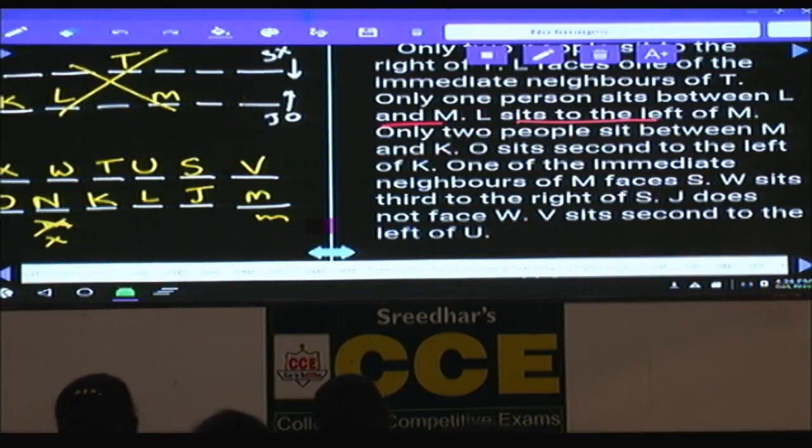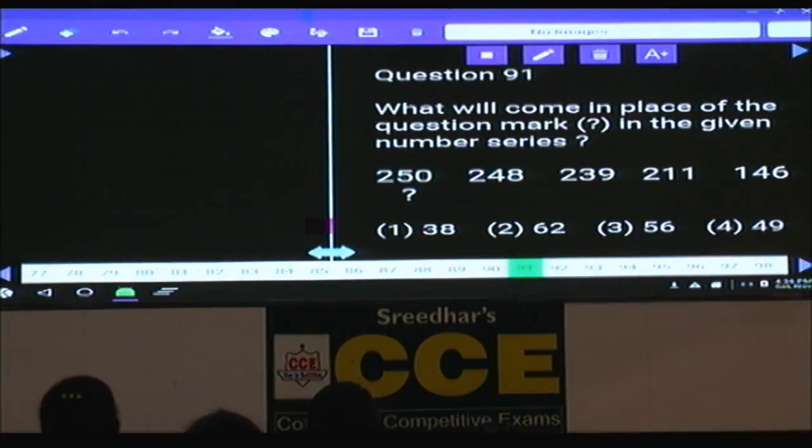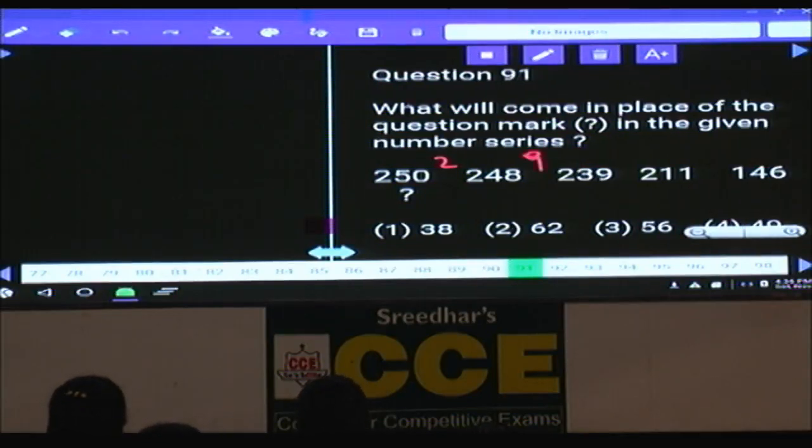91 onwards. Now question numbers 91 to 95. Now in this 91 to 95, 250, 248, 239. The numbers are in the decreasing order. Whenever the numbers are in the decreasing order, we need to start in the reverse order. 248 and 250 means it is 2. 239 and 248, what is the difference here? This is 9. And 211 and 239, what is the difference we have? 28.